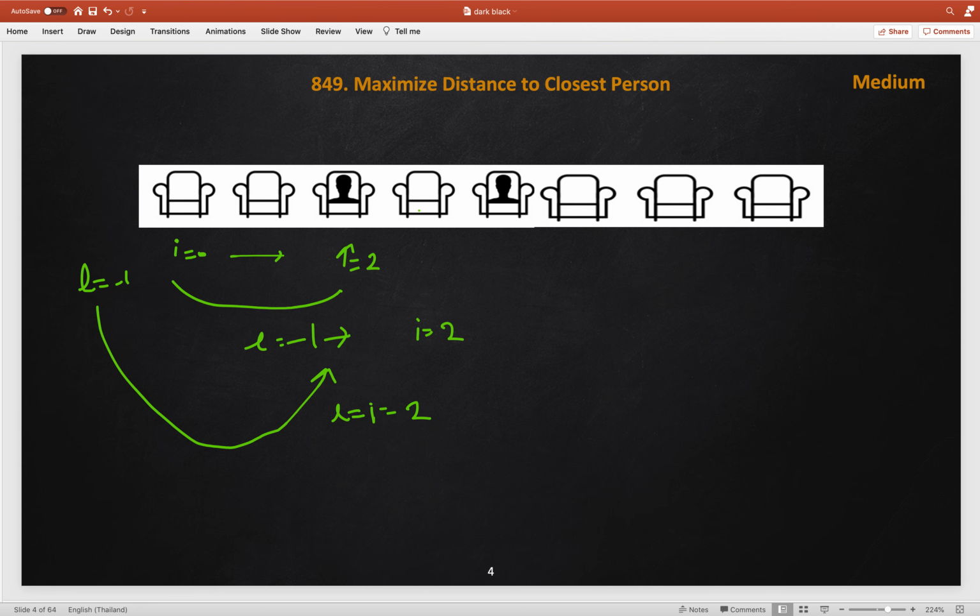Now this is not 1, so we will keep moving ahead. I will reach over here, that is I equals 4. Once I reach here, we know this is not a starting cell or the end cell. This cell is surrounded between two persons, so the distance will be (I minus L) by 2, which becomes (4 minus 2) by 2, which is 1.